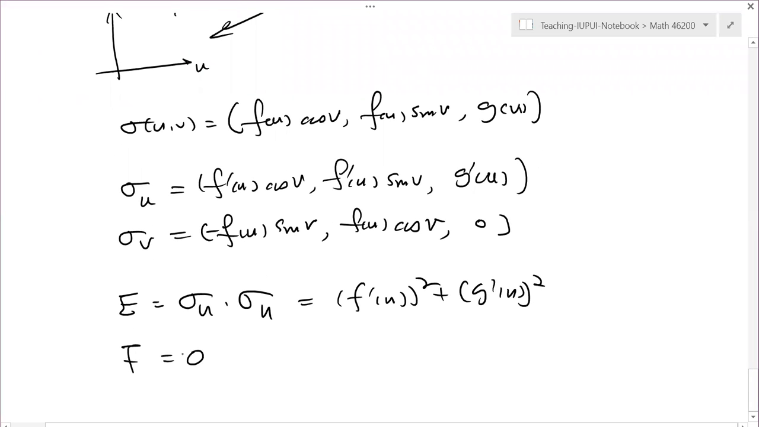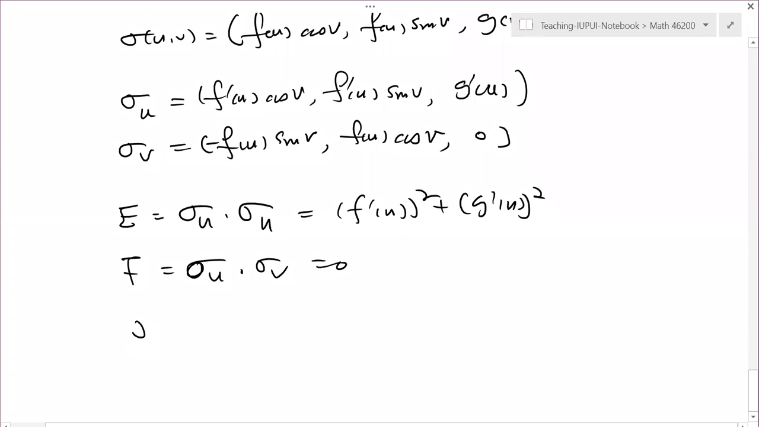And F is 0. So sigma u dot sigma v is 0 here. Then G, sigma v dot sigma v, is going to be f squared.